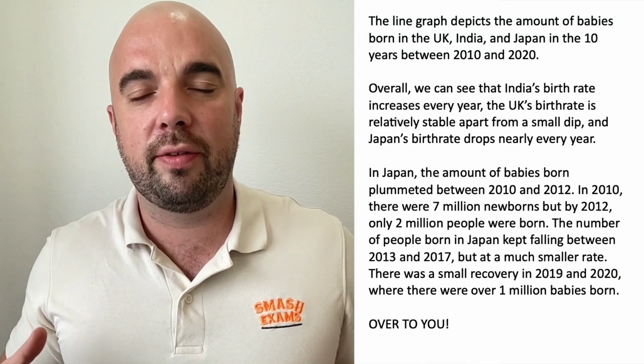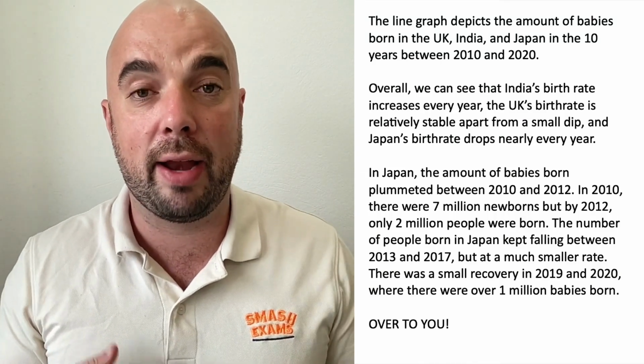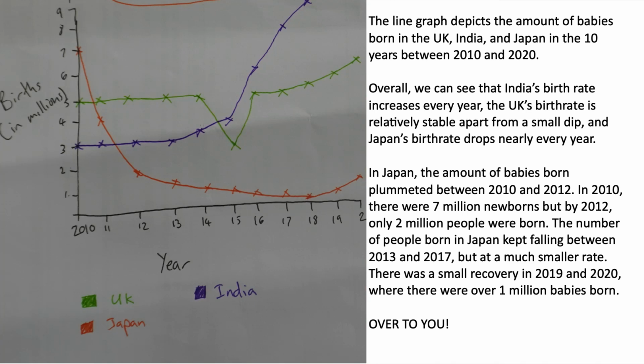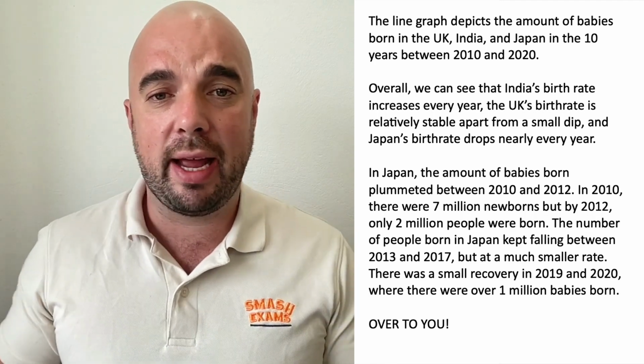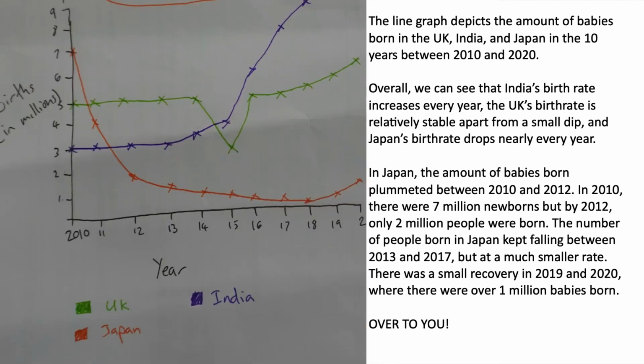So this is our result after looking at our line graph and going through the process. So this is about 110 words. The line graph depicts the amount of babies born in the UK, India and Japan in the 10 years between 2010 and 2020. Overall, we can see that India's birth rate increases every year, the UK's birth rate is relatively stable apart from a small dip, and Japan's birth rate drops nearly every year.